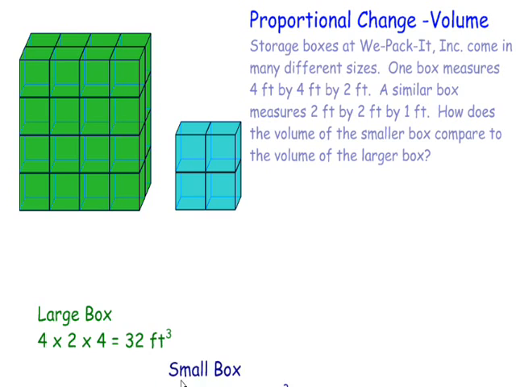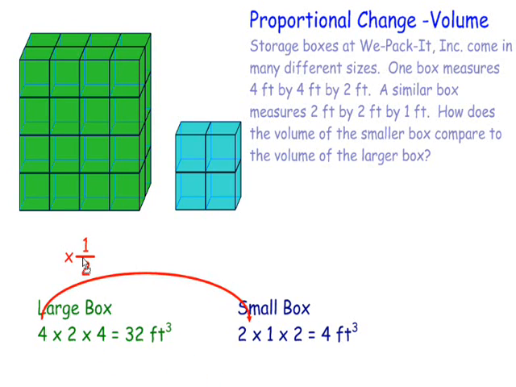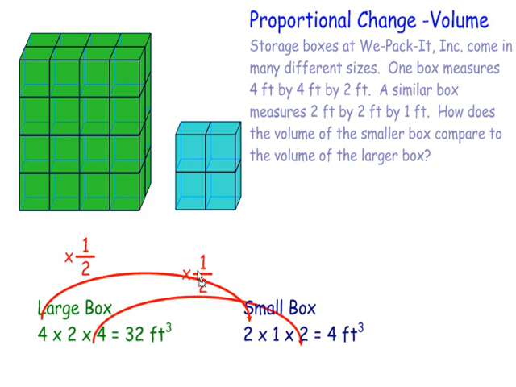The smaller box has a volume of only 4 cubic units, because we know that 2 times 1 times 2 is 4, and we can see the 4 boxes in the blue figure. Well, let's look at what scale factor was used to create the smaller box. First, we notice that 4 times 1/2 gives us 2, and 2 times 1/2 gives 1.